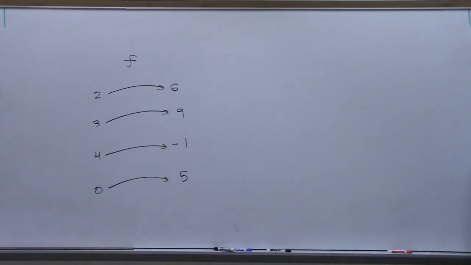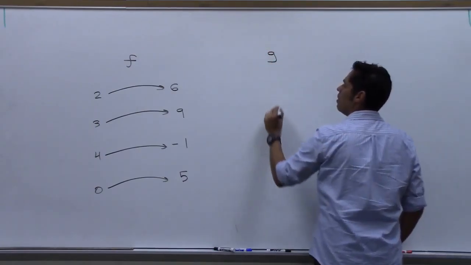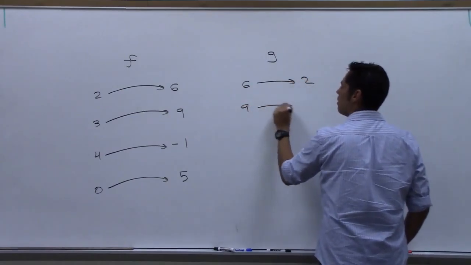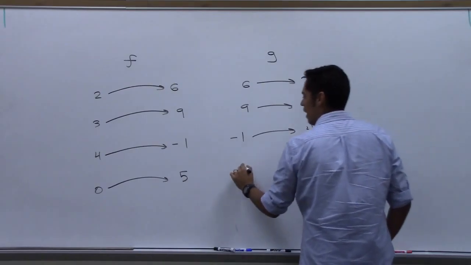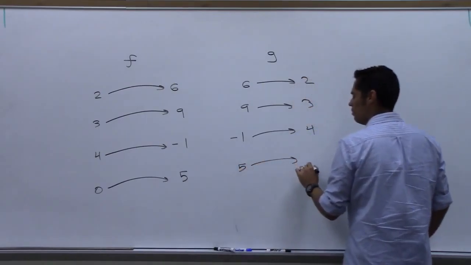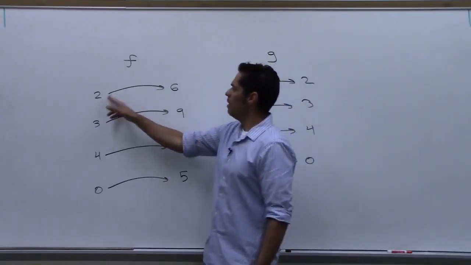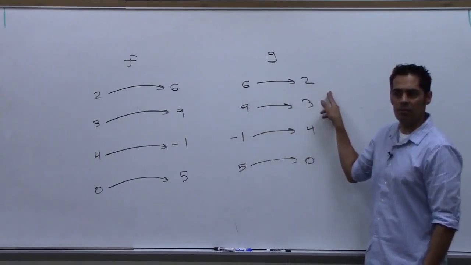Then I have another function, g, which takes 6 over to 2, 9 over to 3, -1 over to 4, and 5 over to 0. It would be an inverse of f. They're undoing each other. Whatever f does to 2, if I take that answer and send it back through g, it's going to take it back to 2.